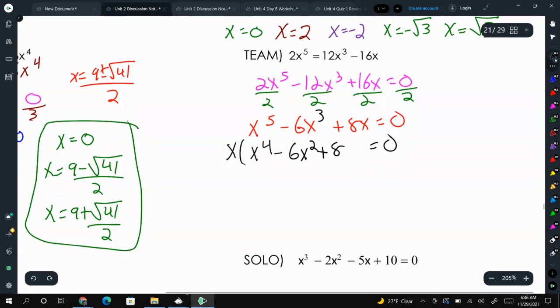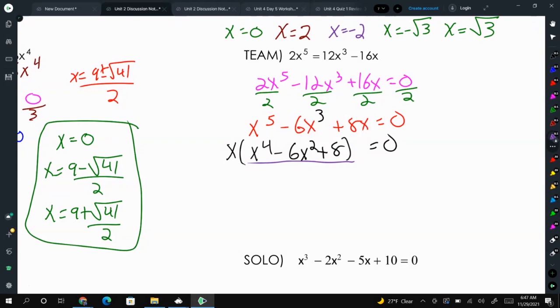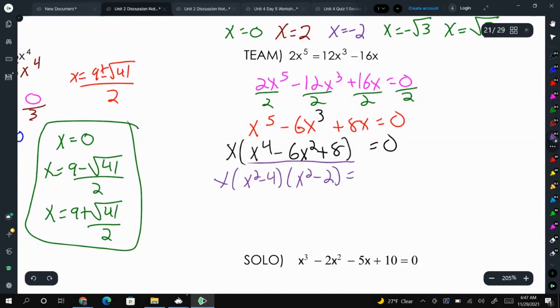There's no x here. Now we can see if we can factor this. Are there two numbers that can multiply to positive 8 but add to negative 6? There are. We have negative 4 and negative 2. This is a difference of squares.